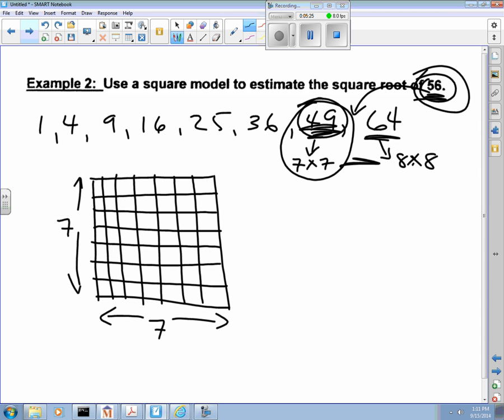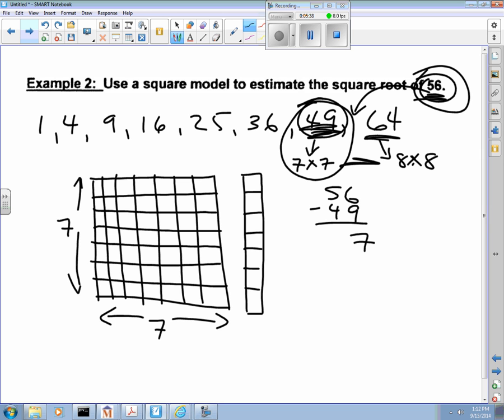Well, 56 minus 49 is, in fact, 7. So I will have a row of 7 tiles left over. Now, luckily for me, this row is, in fact, the same length as the entire diagram, I should say. So I'm going to imagine I take a pair of scissors.